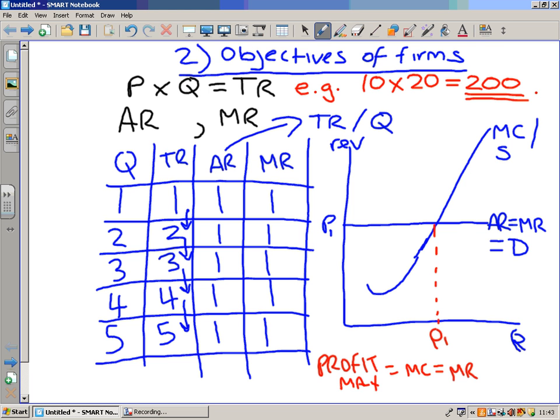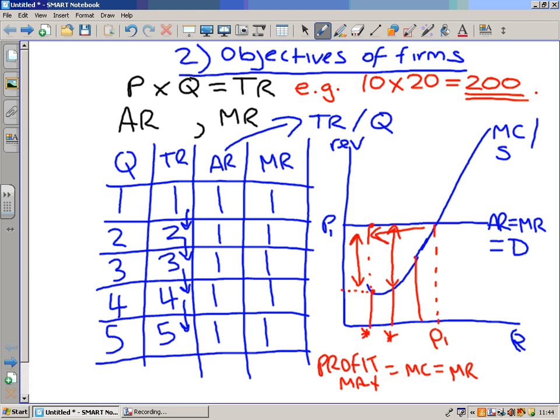To the left of Q1, we can see that the selling price of the product is at P1, but the cost of making it is a lot lower than P1. So when they sold this product, let's just put a star here, we can see the business made this much money on that product. That means they're making a profit there. When they move here, again, the selling price is higher than what it costs to make it, so the addition to total revenue has gone up more than the addition to total costs.